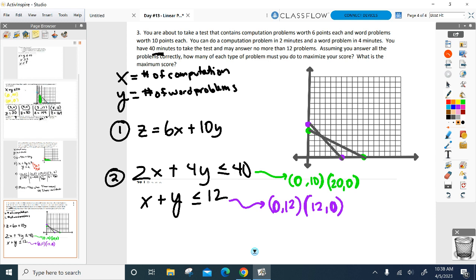I think both of them you're shading towards 0, 0. So you get another 4-sided figure, I hope.